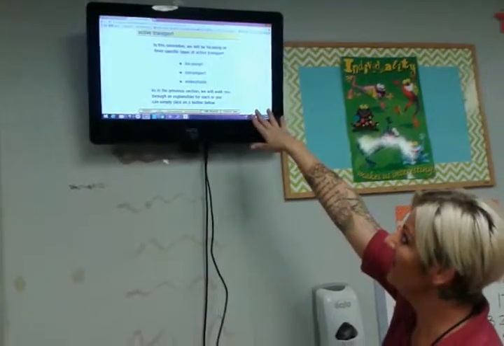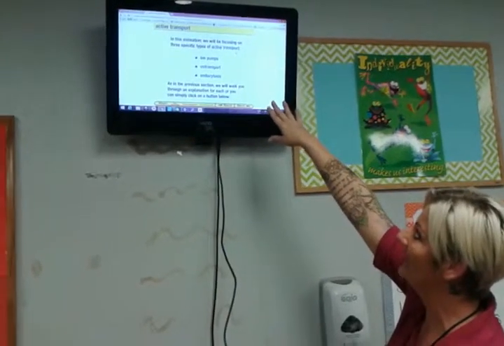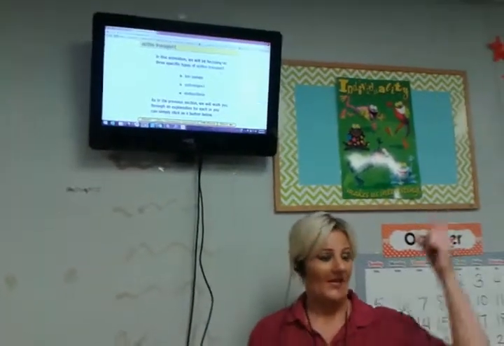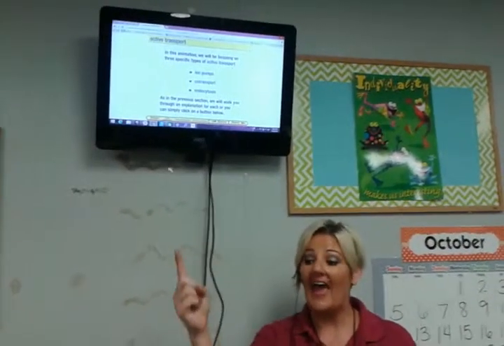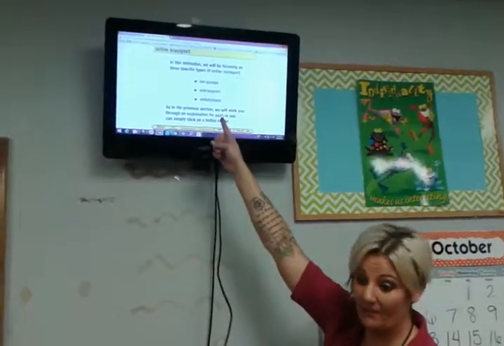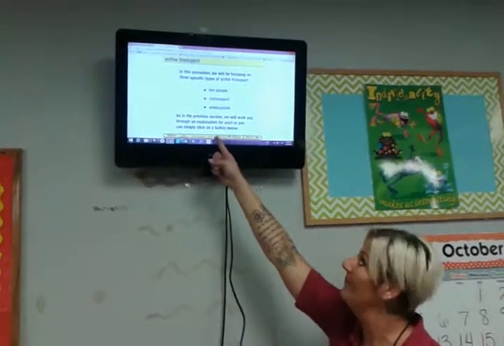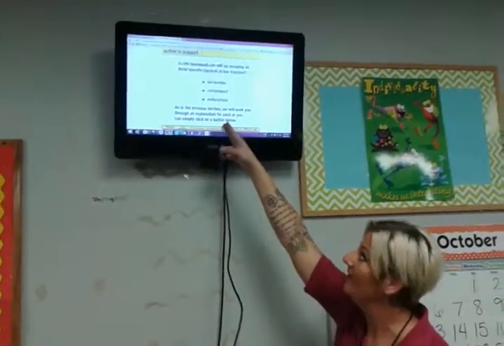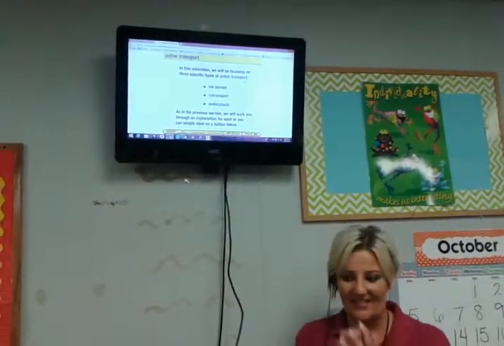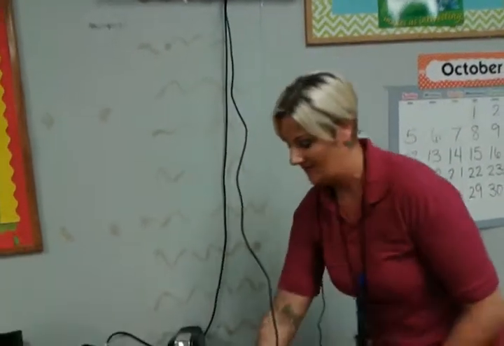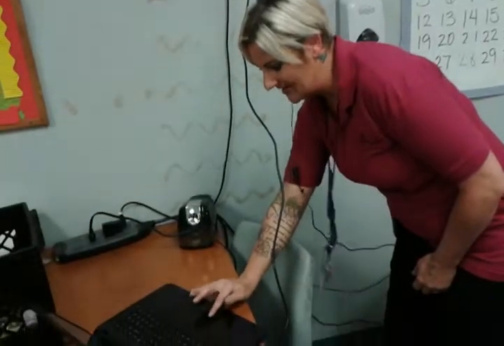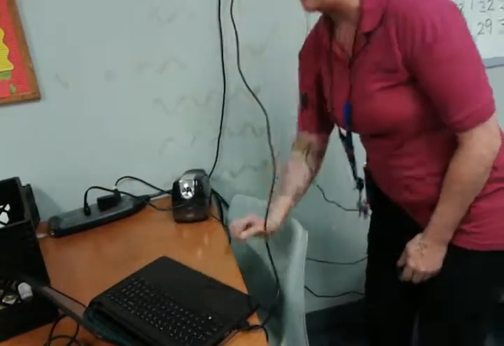All right, so in this animation, we're going to be focusing on active transport. In passive, you guys already told me, diffusion and osmosis. In active, we have ion pumps, like the sodium-potassium. We have cotransport, and we have endocytosis. That's where the cell membrane opens up, and it's like a mouth. All right, so first, we're going to take a look at the ion pumps.